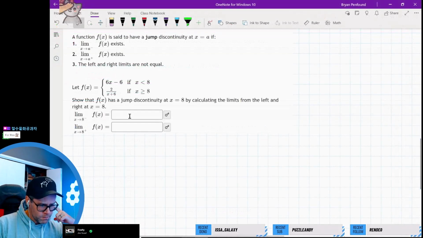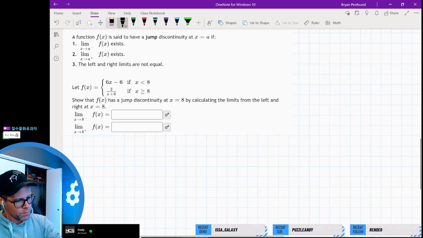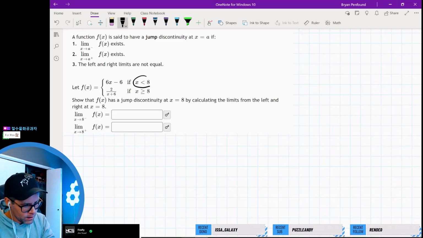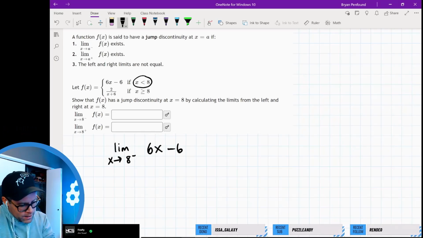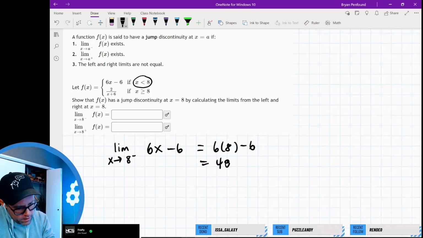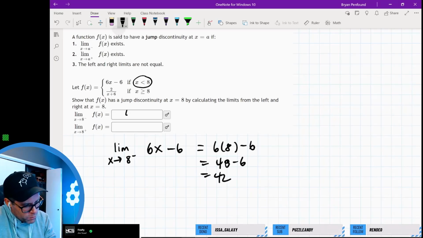Okay, so we have a function. Show that f of x has a jump discontinuity at 8 by calculating the limits from either side. All right, we can do that. So when x is less than 8, we can take a limit as x approaches 8 from the left. We should be able to look at this piece of our function, this 6x minus 6, and we can go ahead and substitute 8 right in to get 6 times 8 minus 6, which is 48 minus 6. Is that 42? So as we approach 8 from the left, we get 42.